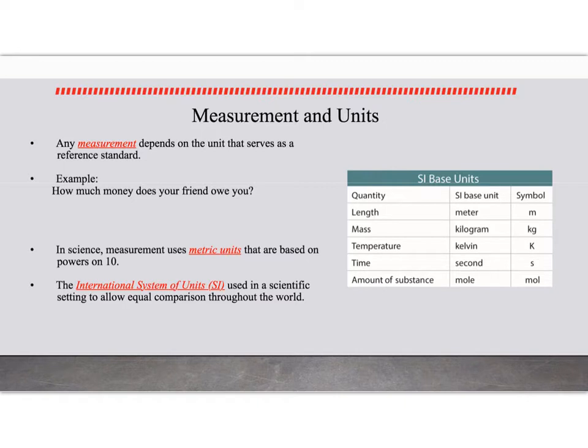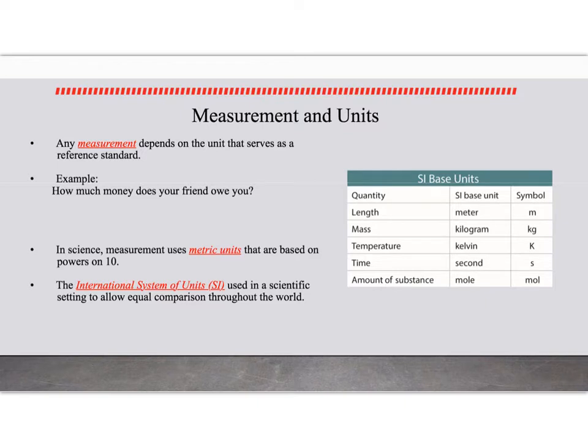So any measurement depends on the unit that serves as a reference standard. Anytime you report a number, you need to have a unit after that. Because if you just tell me a number, what are you talking about? For example, how much money does your friend owe you? If you say 10, 10 what? 10 pennies, 10 dimes, $10, $10 million? That's a big difference. So anytime you report a number, you must include a unit.